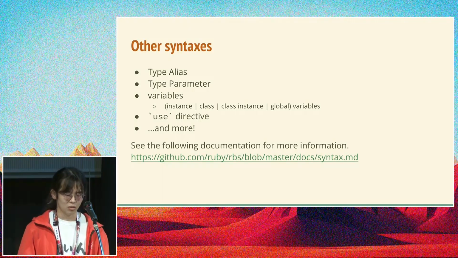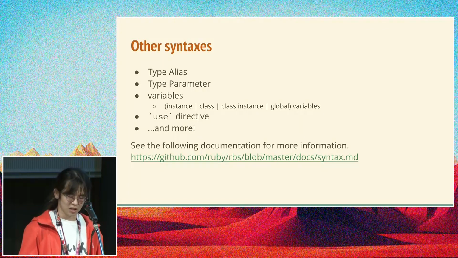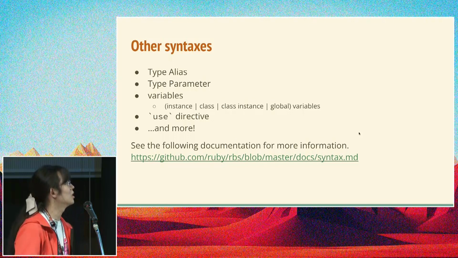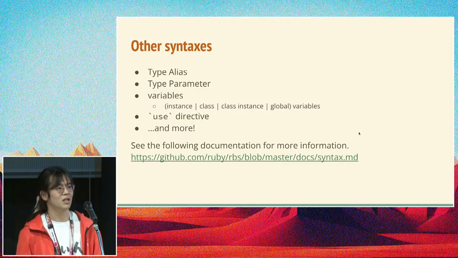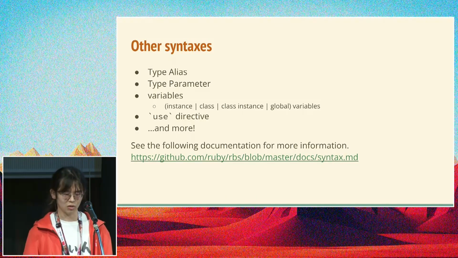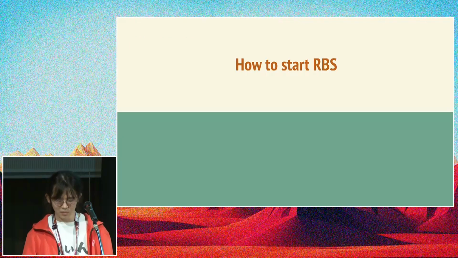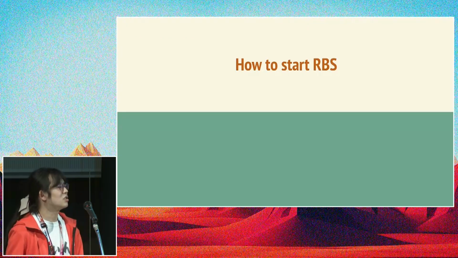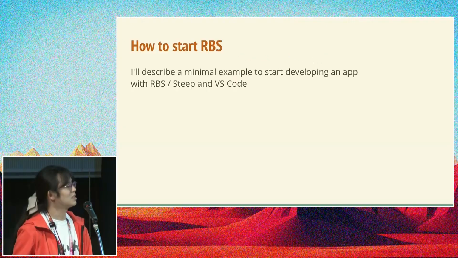There are some other syntax features, type alias and type parameter, among others. Syntax.md is the document that describes such information in detail, so you might want to start reading it. Now, how to start RBS?